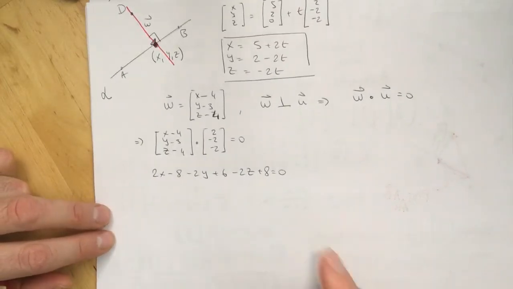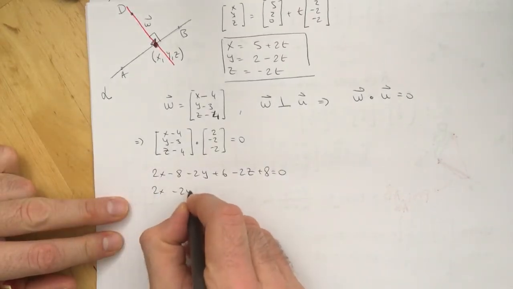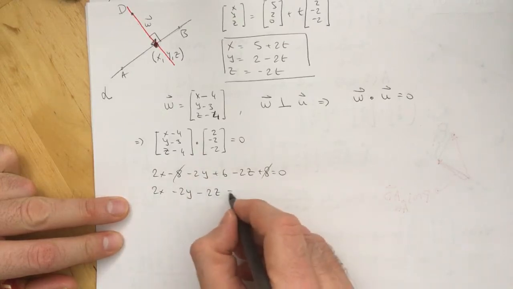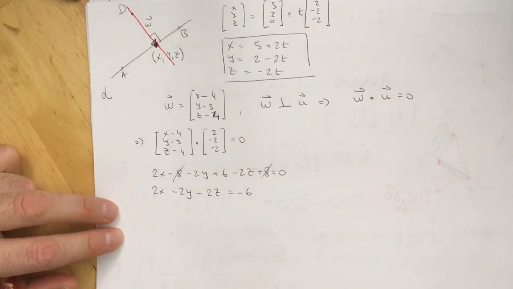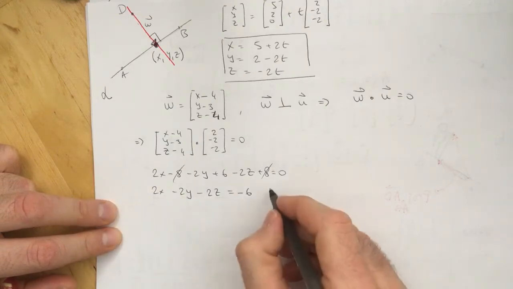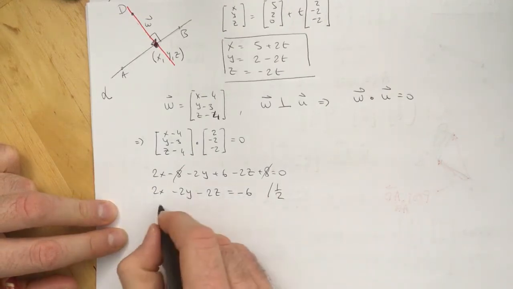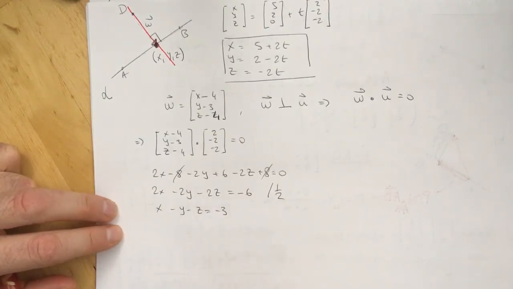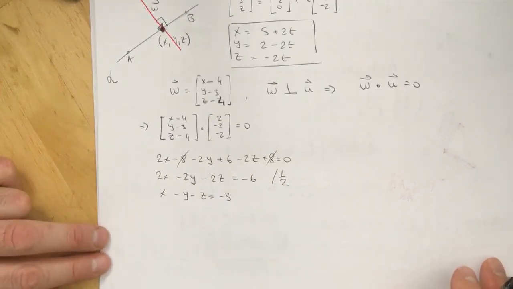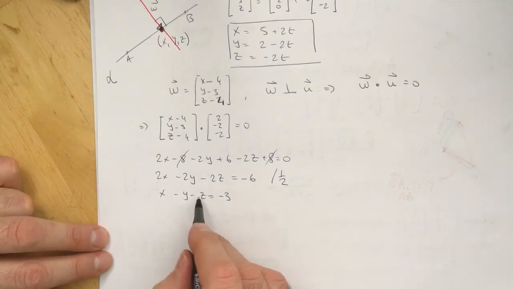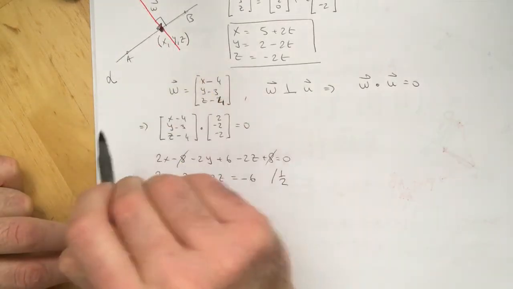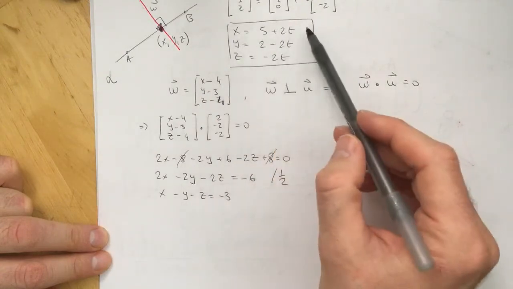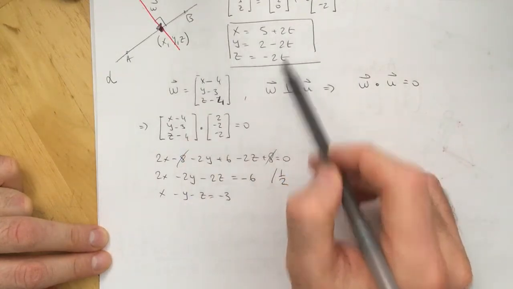Okay? So let's solve this. 2x minus 2y minus 2z, this and this cancel, is equal to negative 6. We can simplify this by dividing both sides by 2, and I have x minus y minus z is equal to negative 3. Now, this is satisfied for the point x, y, and z. On the other hand, for that point, the following is satisfied, right?